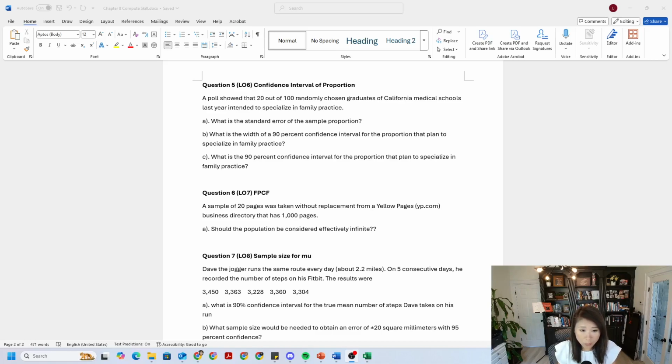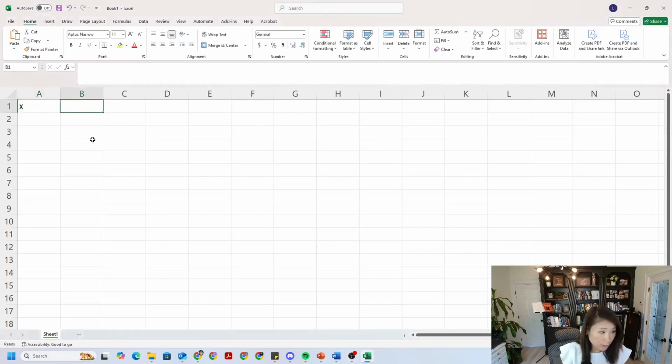Before that, question number one asks for the standard error for the sample proportion. So basically, we're going to figure out what this proportion is about. This proportion is about the percentage of graduates who will choose to specialize in family practice, right? So that is the proportion we have. As we know, the 20 is the number of successes, which is X, and the 100 is the sample size, so n equals 100. As you identify those numbers, it is a good idea to go into your Excel and start documenting. So the number of successes is 20, and the sample size is 100.